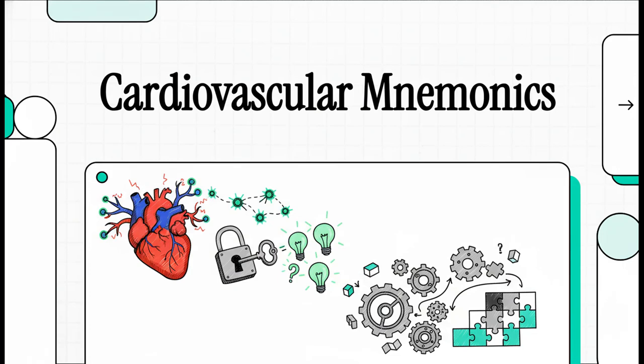Welcome! Today, we are cracking the code on what can be a really tough subject, the cardiovascular system. And we're going to do it using some incredibly clever memory aids. Mnemonics. These things are amazing because they tap into how our brains actually like to learn by making connections. They turn super complex info into something you can remember in a flash.